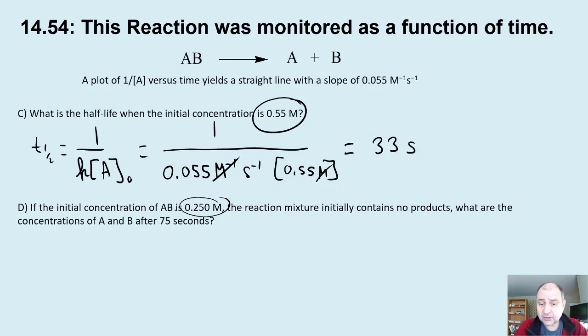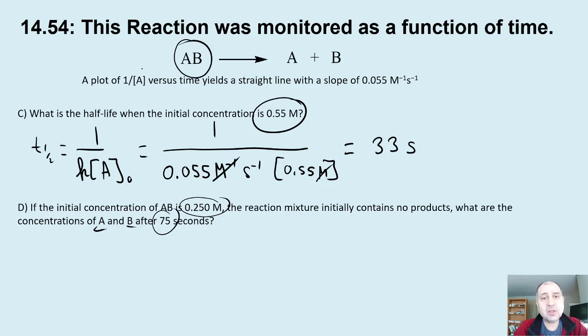And now I'm asking you, if the initial concentration of AB is 0.25 molar, the reaction mixture initially contains no products. What are the concentrations of A and B after 57 seconds? So this is not a half-life question. This is an integrated rate law question, and so the only thing you need to pay attention to is that it's asking not for the concentration of AB.